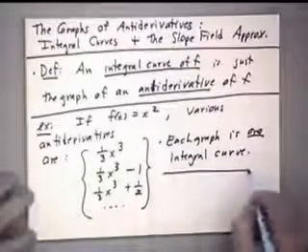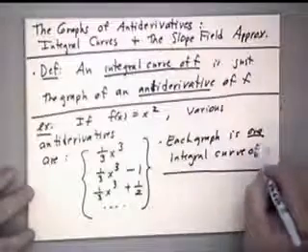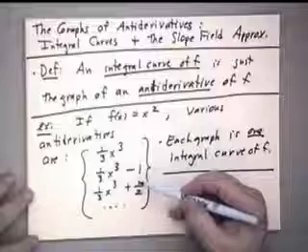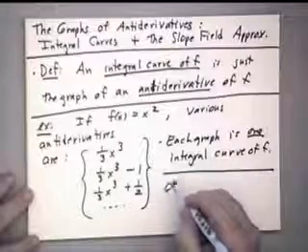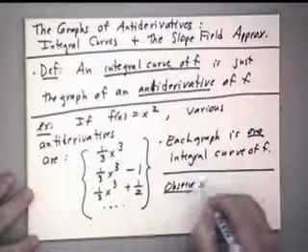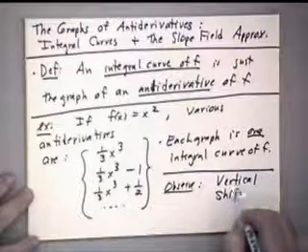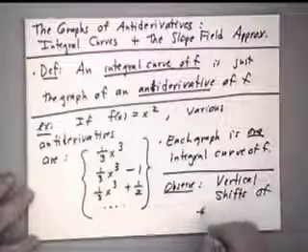And of course, how are they different? They're all integral curves, of course, of f. How are they different? Well, by adding or subtracting a constant, all you're doing is observe that these are all just vertical shifts of each other.